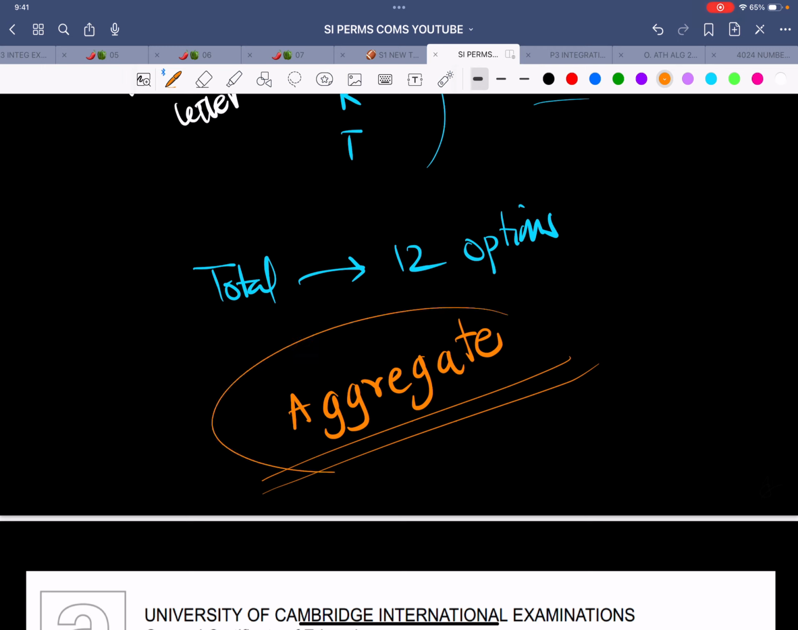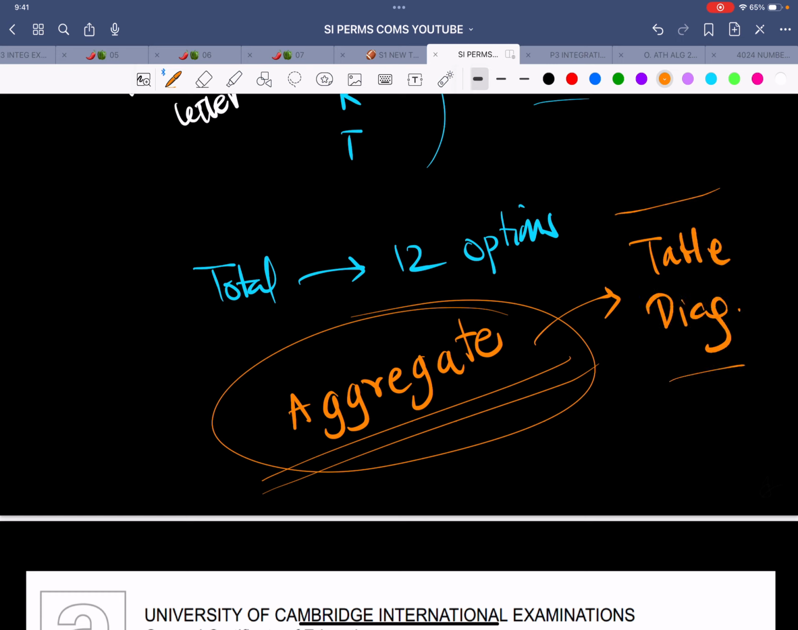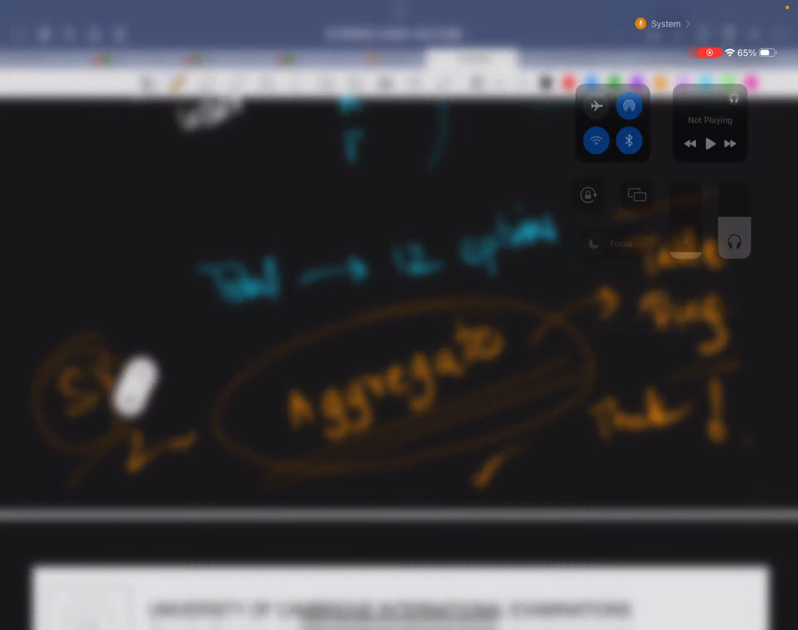And the aggregate, the idea, the concept, the philosophy is that make a table, write it out, draw a diagram, do whatever is necessary, think out of the box, and that is what you learn at Mathematics with Shahab Yaqub. Stay tuned for more content.